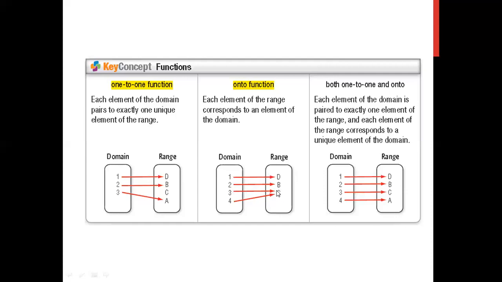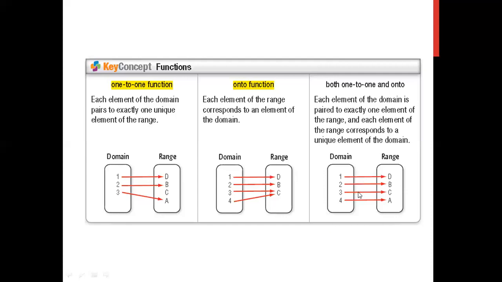in the range, C. In this type, I will say this is an onto function. In an onto function, each element of the range corresponds to an element of the domain. But this is not an onto function. This is not an onto function because the element C doesn't pair with any element in the domain.